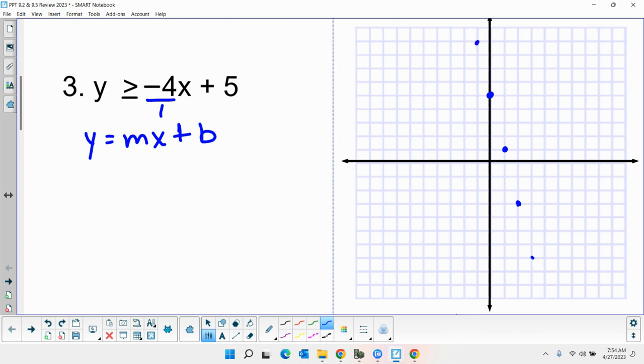One of those has to be negative for negative slope. Remember, negative slope goes down from left to right. If it's a positive slope, it goes up from left to right. You guys know that, right?